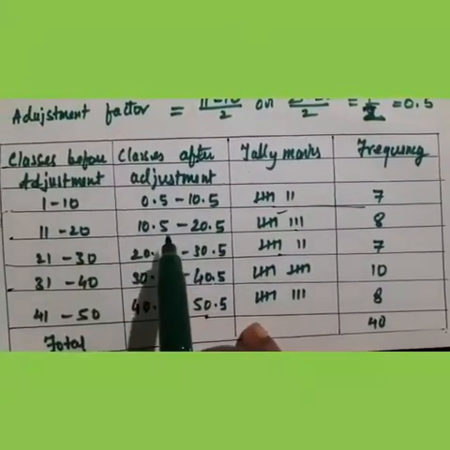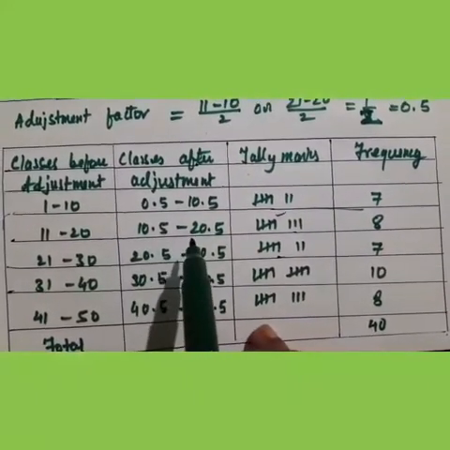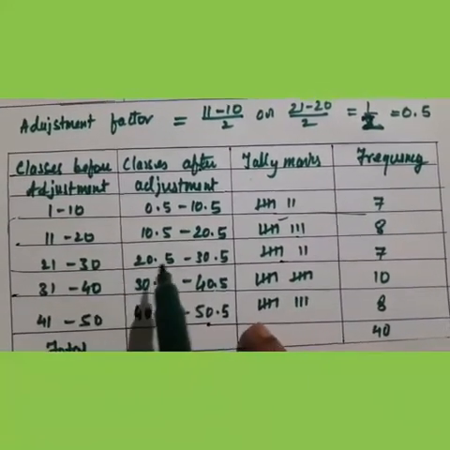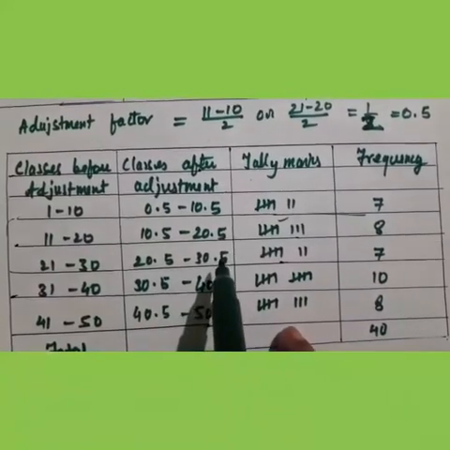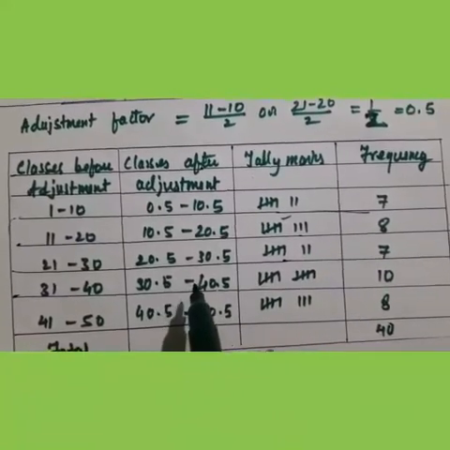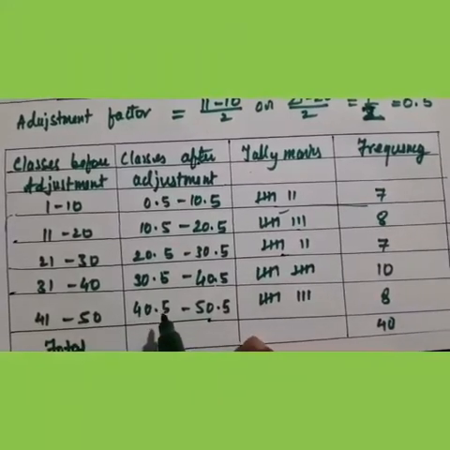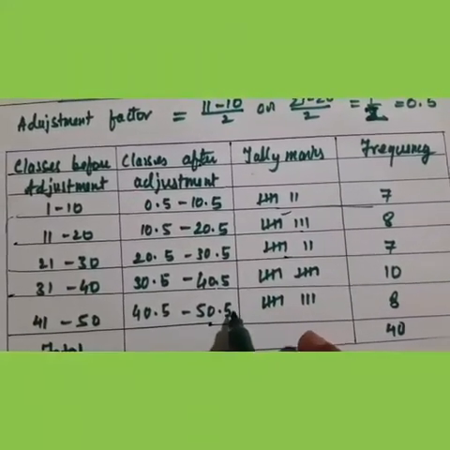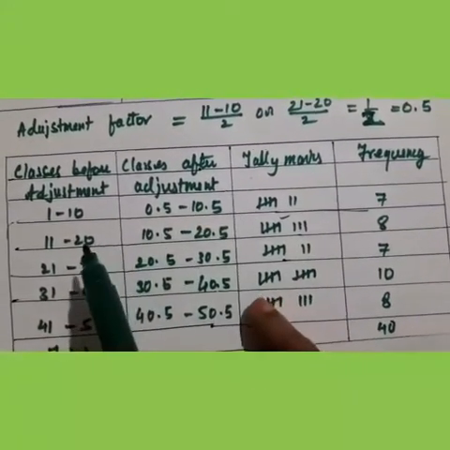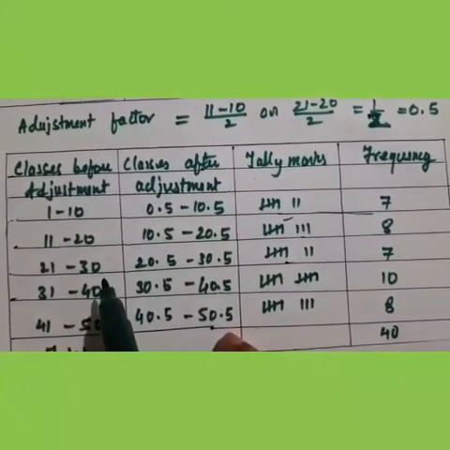Here 11 to 20, then 10.5 to 20.5 and so on. 21 to 30 becomes 20.5 to 30.5. 31 to 40 before adjustment becomes 30.5 to 40.5 after adjustment. 41 to 50 before adjustment becomes 40.5 to 50.5 after adjustment. Here the tally marks will remain the same and the frequency remains the same even if we have changed the discrete class distribution into a continuous class distribution.